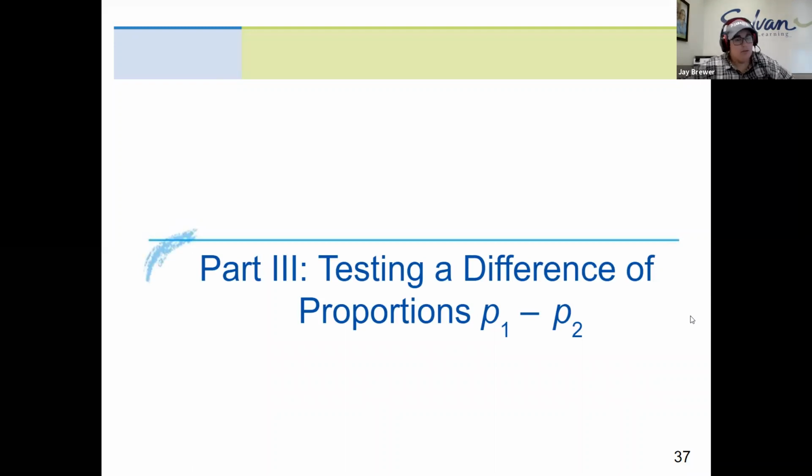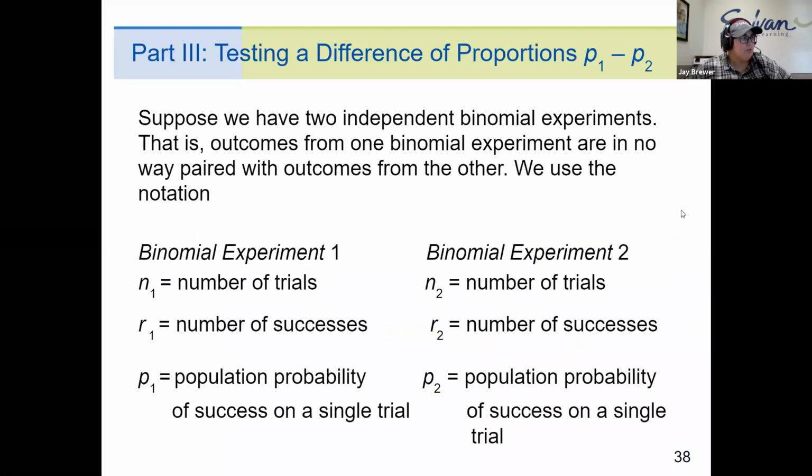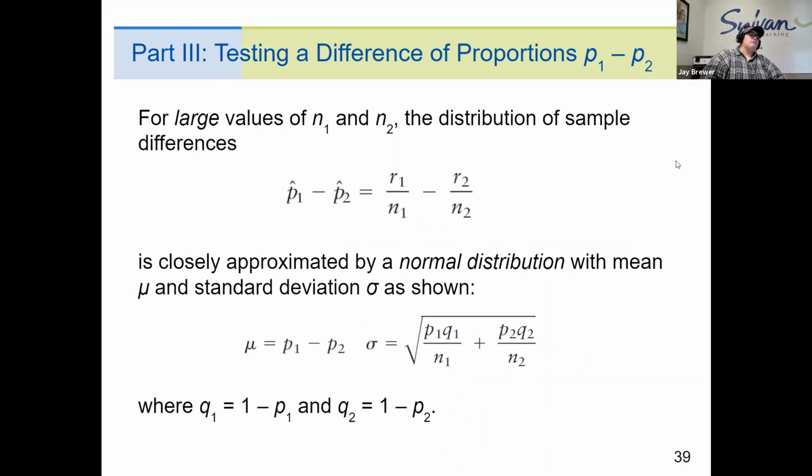All right, part 3. Testing a difference of proportions. Suppose we have two independent binomial experiments, that is, outcomes from one binomial experiment are in no way paired with the outcomes of the other. We use the notation. You guys can read all that and take notes on it. Go ahead and pause it and do so. For large values of n, you have to do the following. Again, pause the video and take your notes.